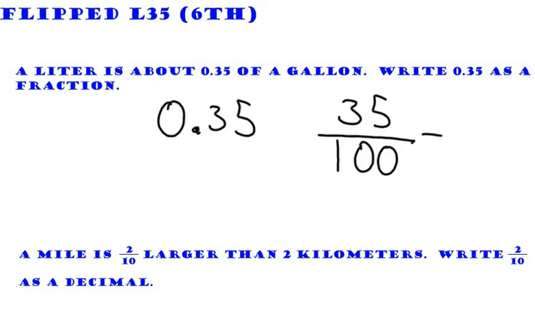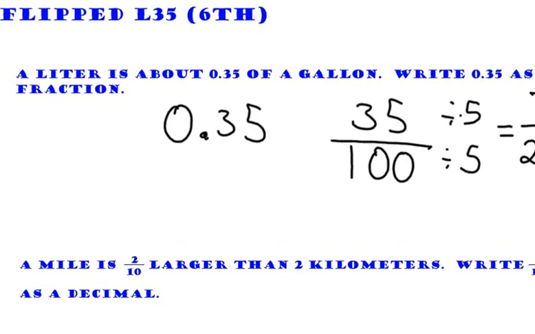Now we can take the time to reduce this fraction, understanding that 35 is divisible by 5, and also 100 is divisible by 5. So if I divide by 5, I'm going to get an answer of 7 over 20. So my reduced fraction is 7/20. So 7/20 is our answer here.